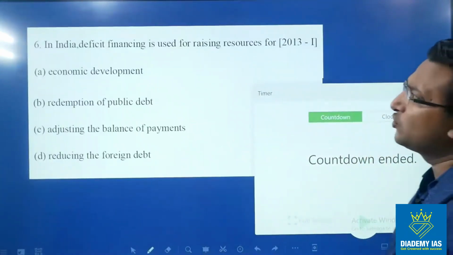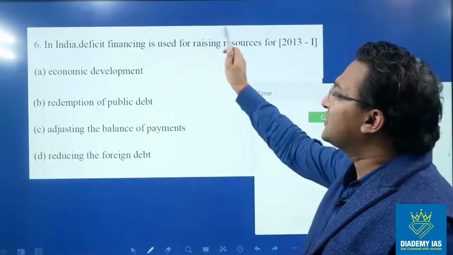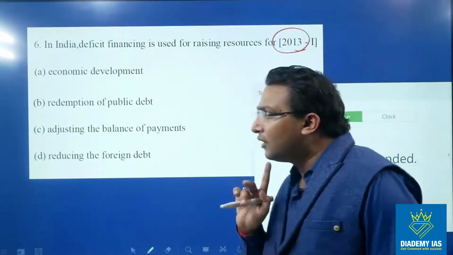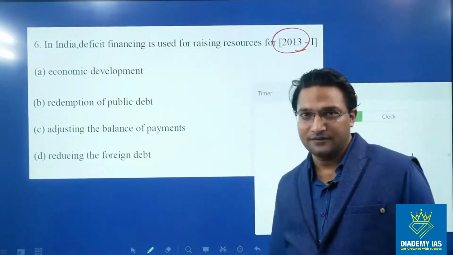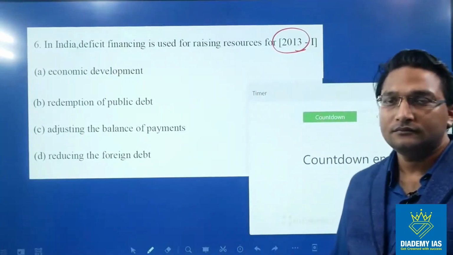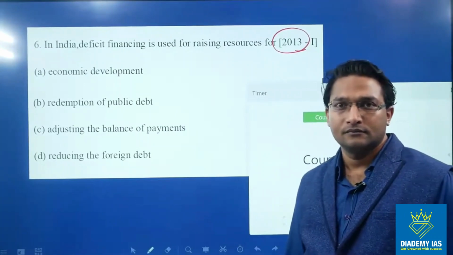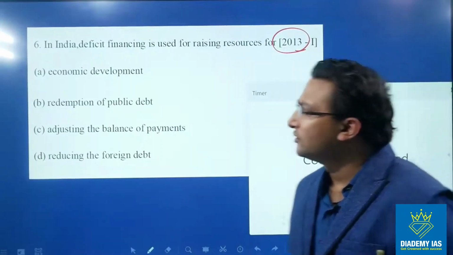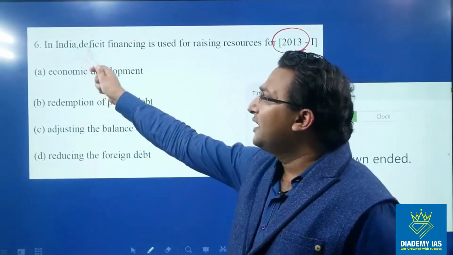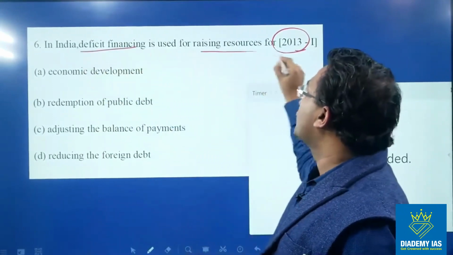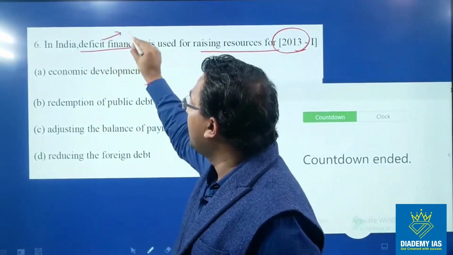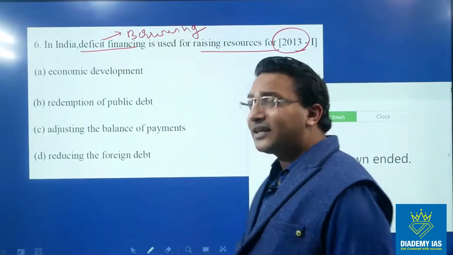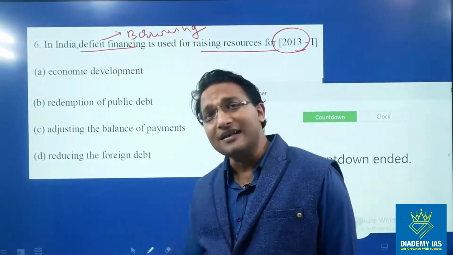Next question, this is a very easy question. In India, deficit financing is used for raising the resources for. So this question was asked in 2003. You take 5 seconds and then we will discuss. So in this question, let us discuss each option. In India, deficit financing is used for raising resources. Deficit financing means the government is borrowing the resources, and that means there is a high expenditure and less revenue.